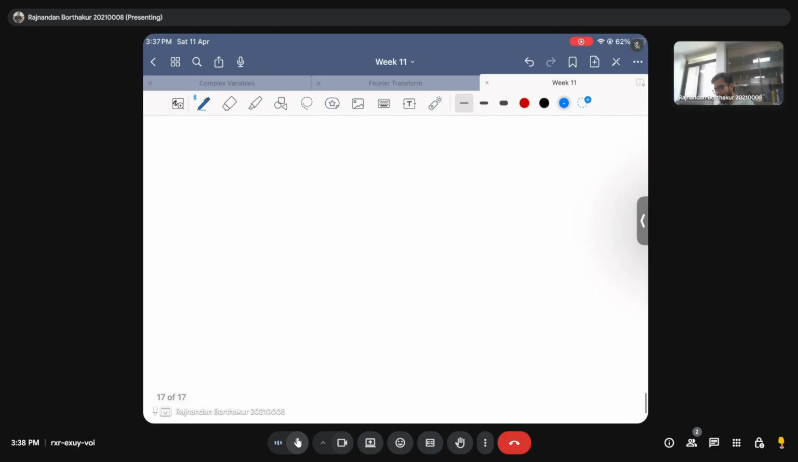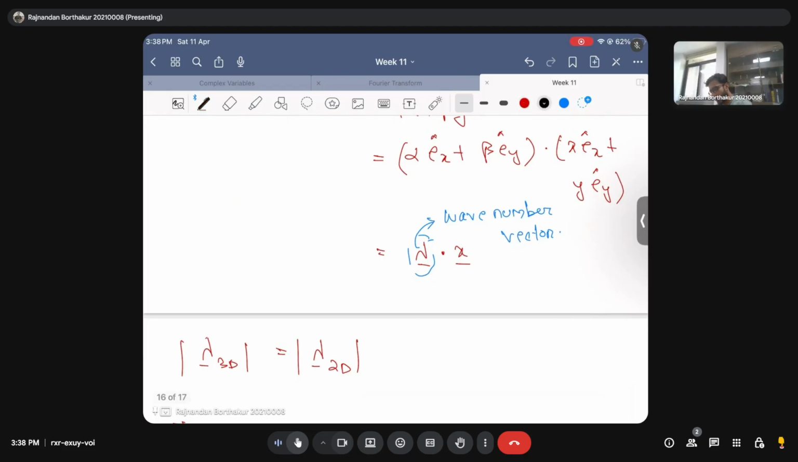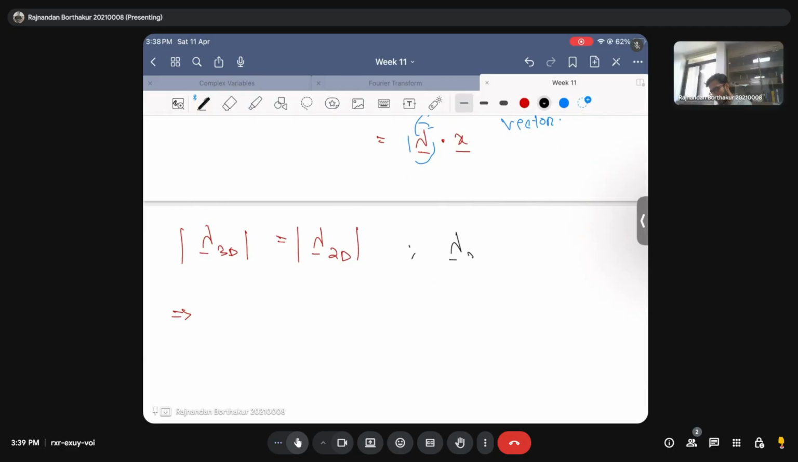Okay, and in Squire's theorem what we say is that if I have a wave number vector in 3D, its magnitude should be exactly equal to the corresponding wave number vector in 2D. Now what would be the corresponding wave number vector in 2D? This wave number vector in 2D, lambda 2D, is just going to be some alpha 2D times e_x. Because in 2D, either you can have the y direction, or in this case, we can only have the x direction. You need to discard any one of the directions basically.